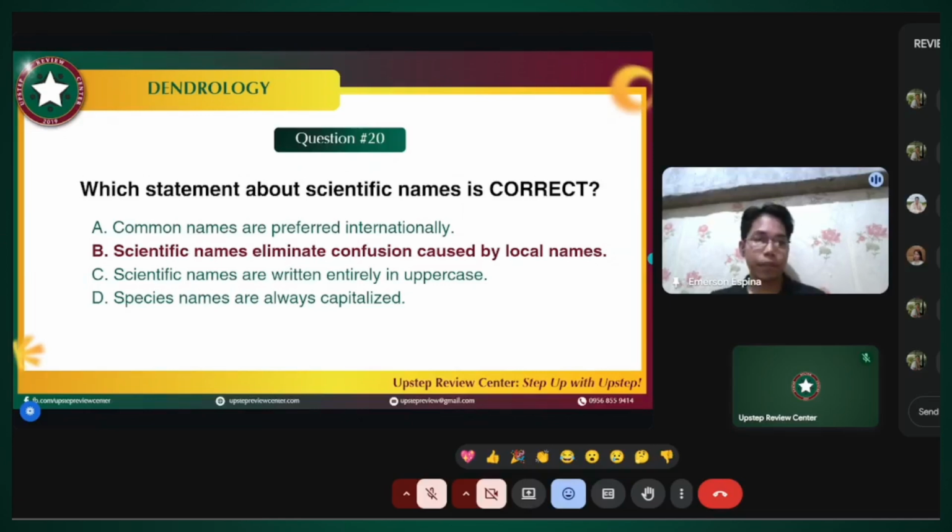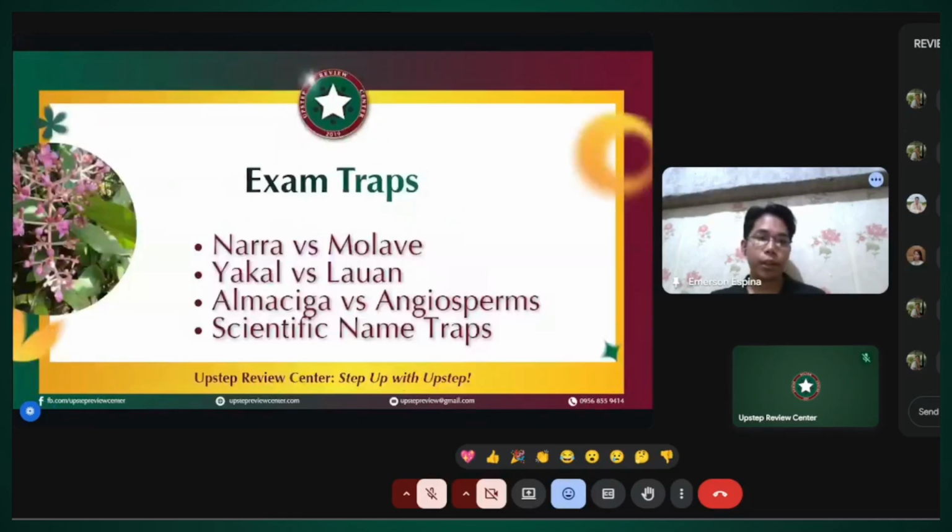Okay. So I just want to emphasize the exam traps to be mindful of. We have Narra versus Molave, Yakal versus Lauan, the Almaciga, and then scientific name traps as well. So if you remember nothing else tonight, remember these four traps as much as possible.